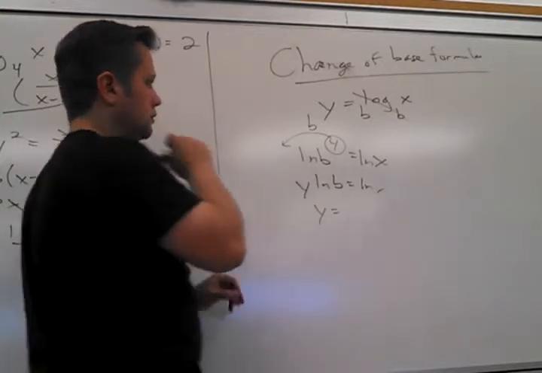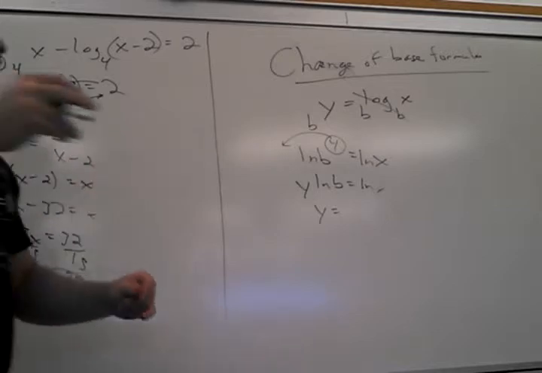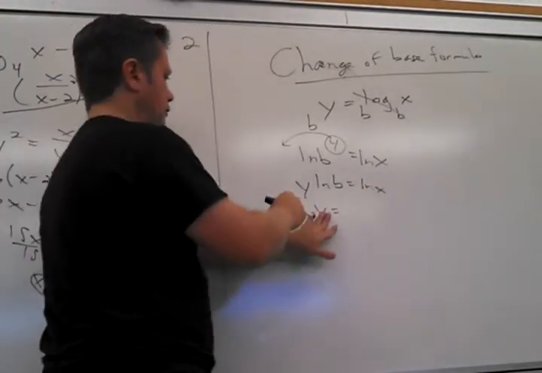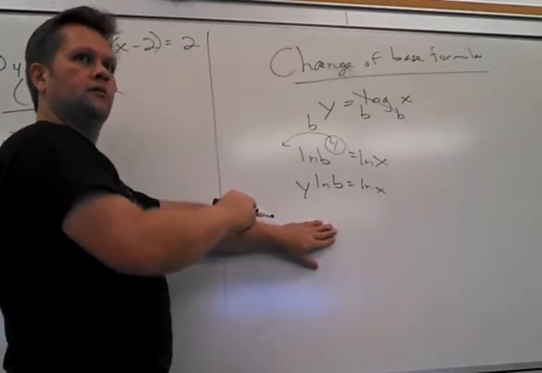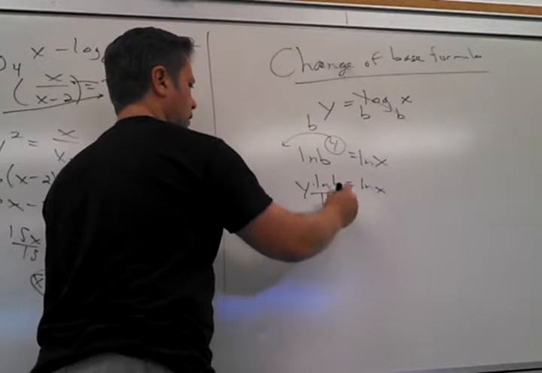I'm trying to solve for y, so how do I get y by itself? By dividing by ln b. This is y times ln b, so I can divide by ln b.